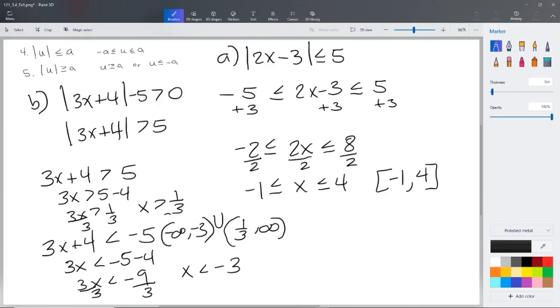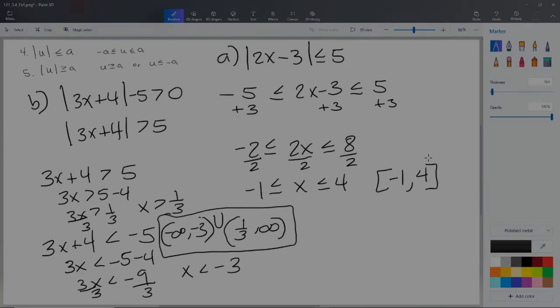It's a little crammed in there. I apologize for that. Let's go ahead and put a square around that so we realize that that is indeed the answer that we found. The answer to part A was the interval notation of negative 1 to 4 with square brackets. The answer to part B doesn't have square brackets because it didn't have the equal sign. And it has more of a complex answer because we have the U joining 2 different areas here because it was greater than 1/3 and less than negative 3.